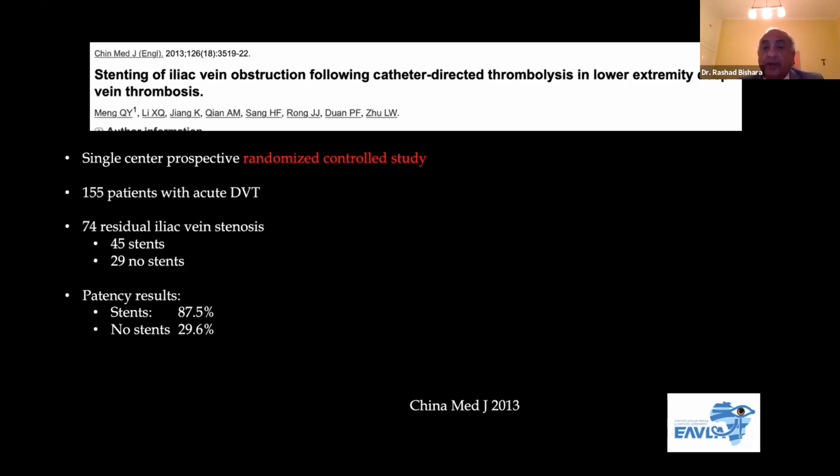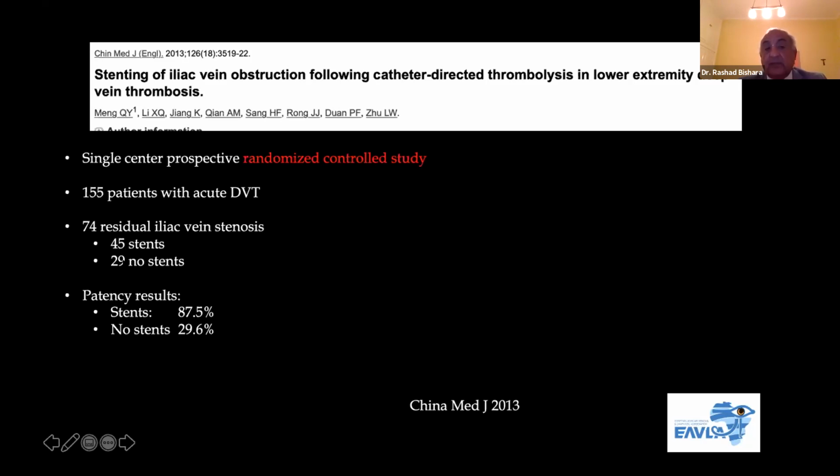And this is the only randomized control study regarding whether stent or not in the setup of acute thrombosis. It's performed in China and published in the China Medical Journal. 155 patients, 74 with residual iliac vein stenosis.